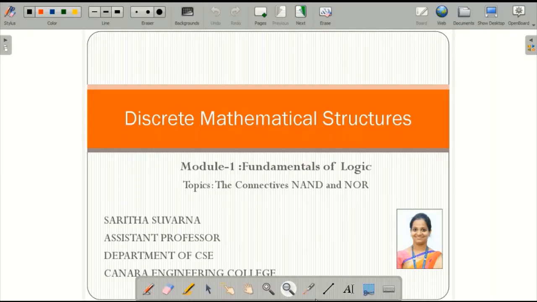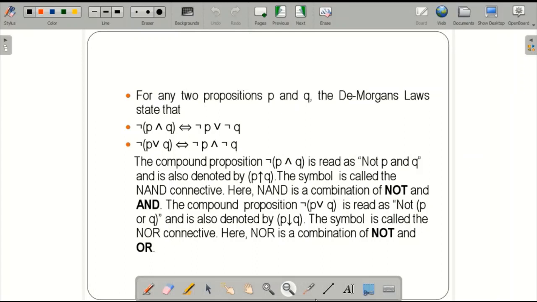Good morning, students. Today's topic is based on the connectives NAND and NOR under the concepts of fundamentals of logic. Let us discuss NAND and NOR in the next one.